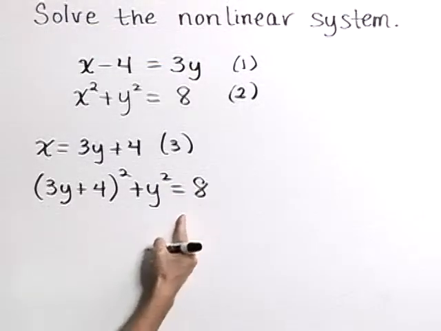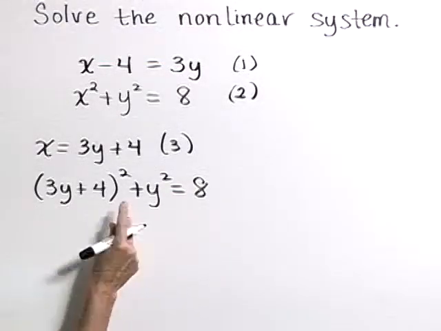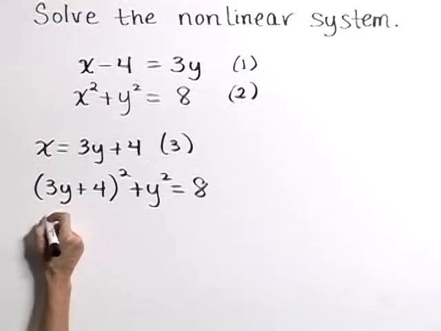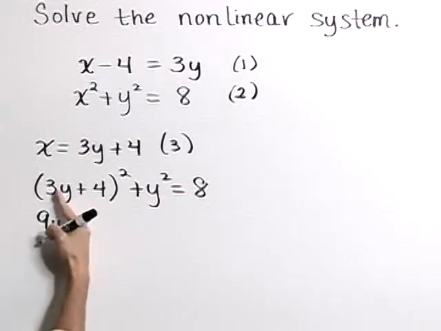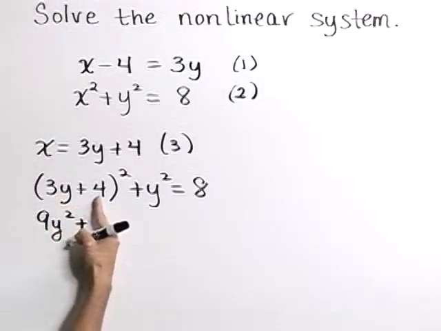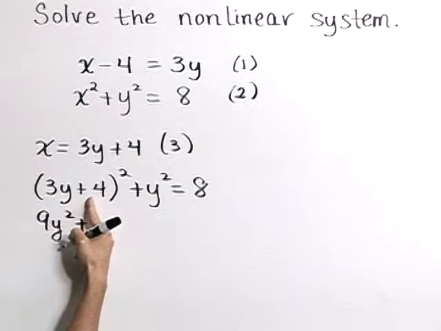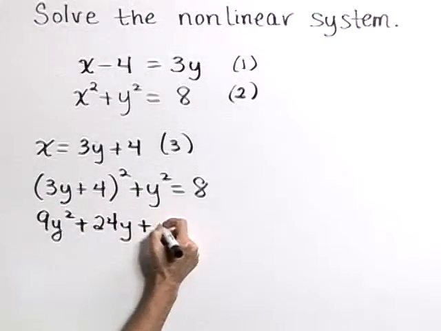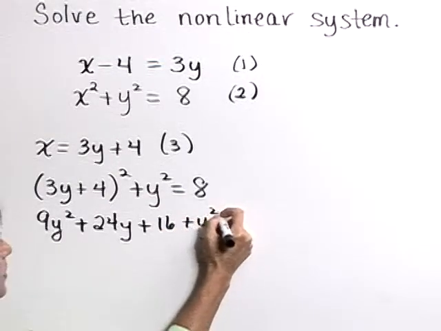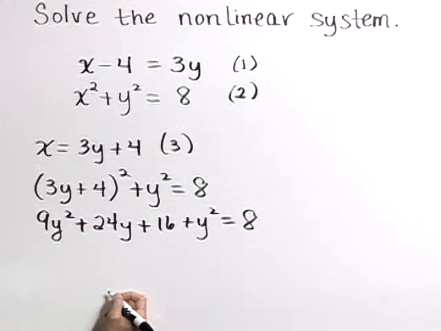Now let's solve this equation for y. Squaring this binomial gives 9y squared plus 2 times our inner and outer product. So that's 12y times 2, or 24y, plus 16 plus y squared is equal to 8.